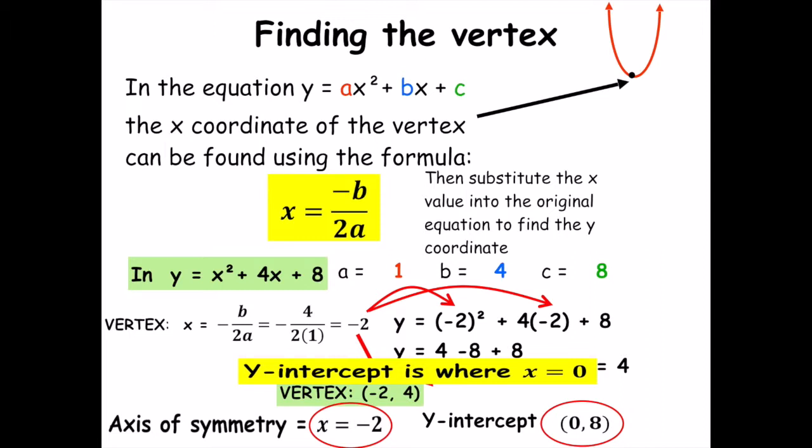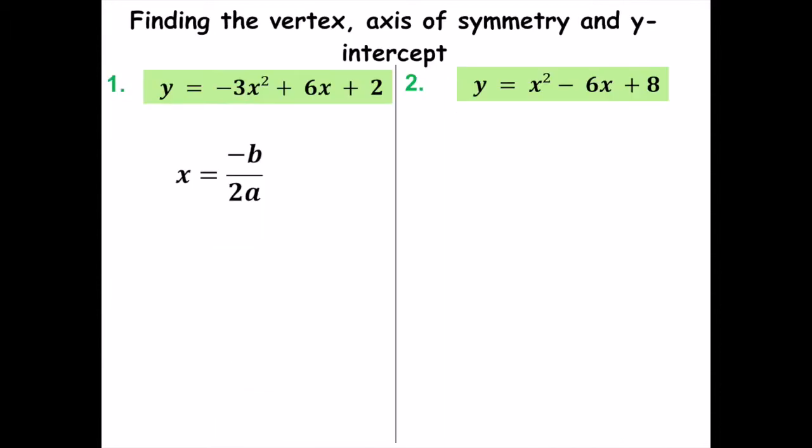Now we're going to transition just a little bit here. I've got 2 here I want you to practice on. I want you to come up with all 3: the vertex, the axis of symmetry, and the y-intercept. So push pause now. Once you get your answer, you can come back and push play, and you can check your answer on both of these two.